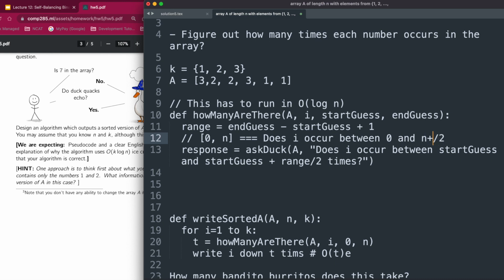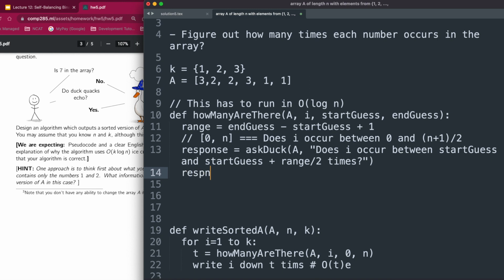Or it'll actually be n plus 1 divided by 2, which is essentially halfway. So we're trying to go up to half of our possible guesses, and we're going to ask them, does it occur this many times, right? Now, the other question we can ask, or you should immediately know, is you can also ask your duck.